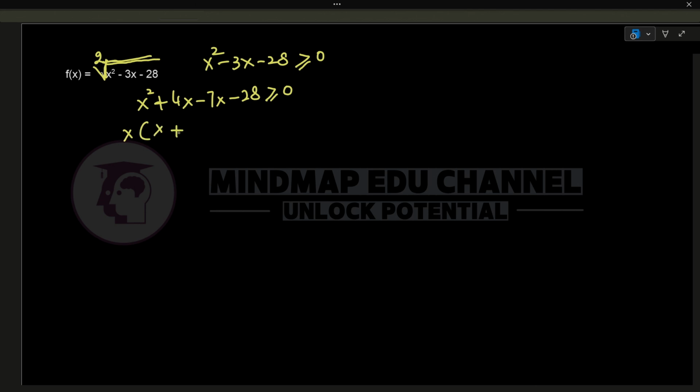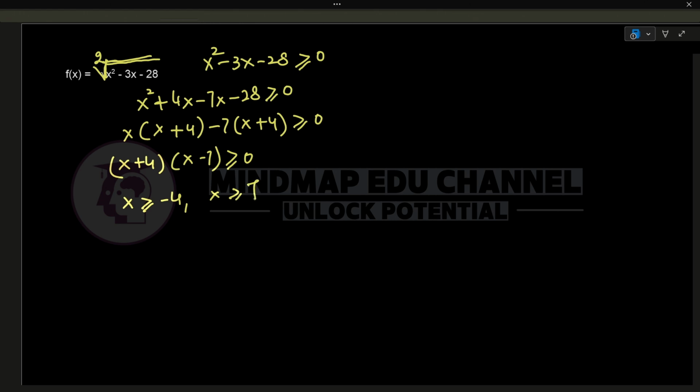So here it will be x(x + 4) - 7(x + 4) ≥ 0. So we have two factors, x + 4 and x - 7, with product greater than or equal to 0. Now from here, x is greater than or equal to -4 or x is greater than or equal to 7. So the domain is all real numbers where x is greater than or equal to -4 and 7.